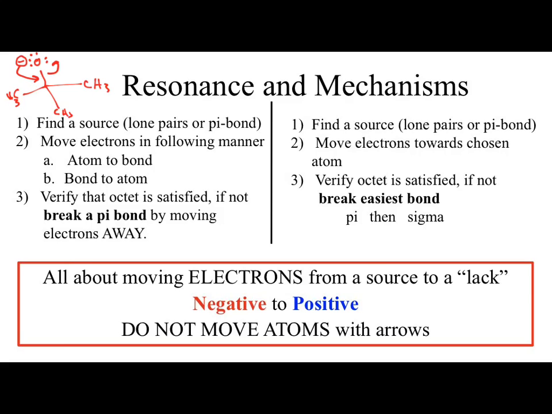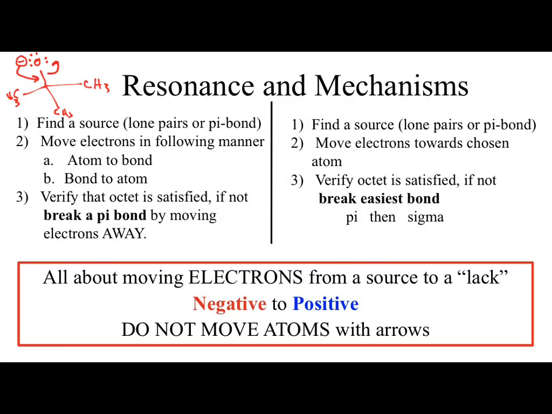If after that shift of electrons, you've exceeded the octet, that's fine. Just like with resonance, you now have to evaluate. Do you have a weak bond that you can break? We'll aim for pi bonds first. If there's no pi bond, then we can start to break weak polar sigma bonds. Why are polar bonds weak? It's the unequal sharing of electrons.